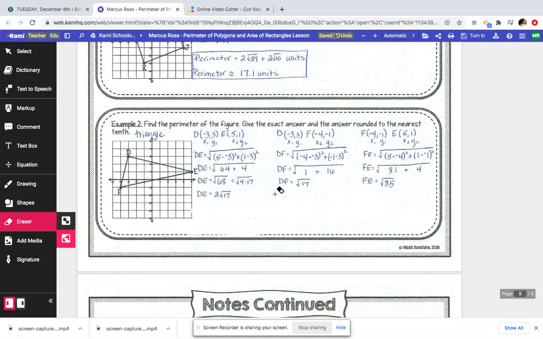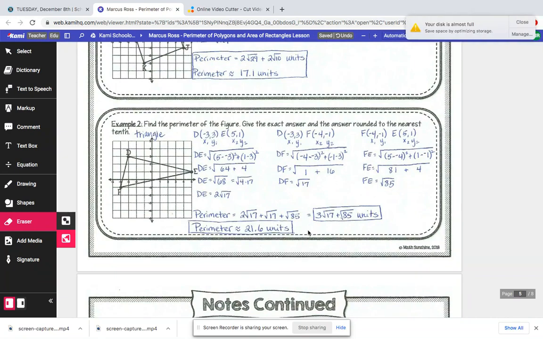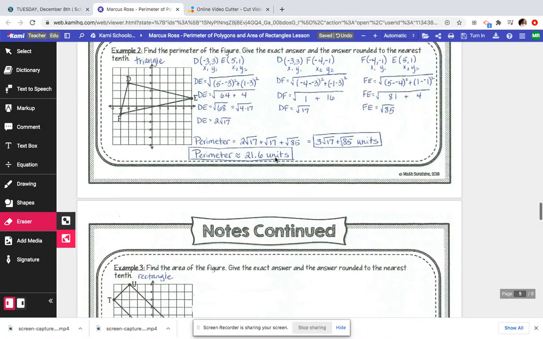Now, with these ones, we're just going to add them up. So 2 square root of 17 plus square root of 17 plus square root of 85. Again, I do not care if you just do decimal form. You are more than welcome to change those to decimals, which I did here, which is the perimeter is equivalent to 21.6 units. Okay. If you have any questions on how to find perimeter, please let me know.